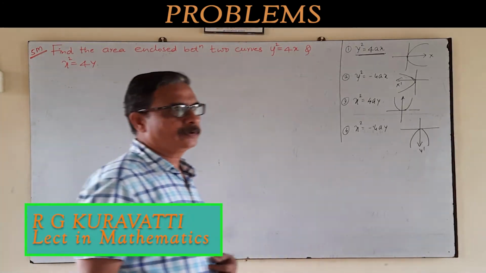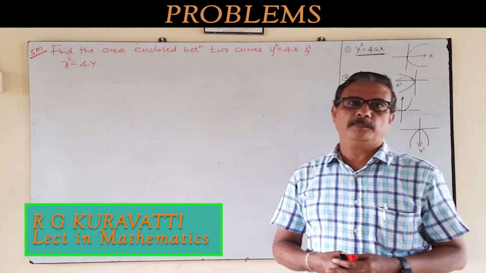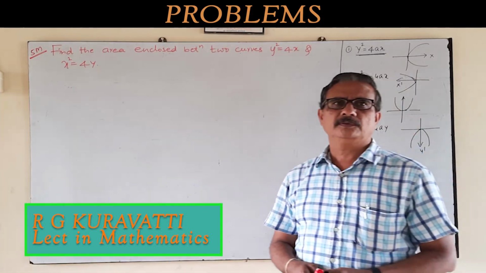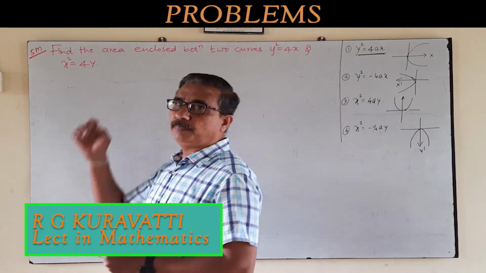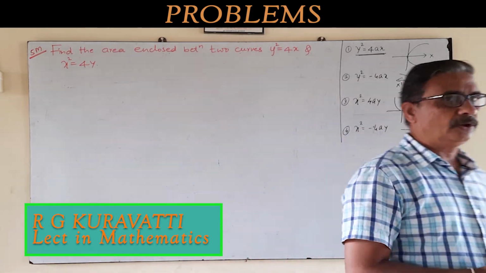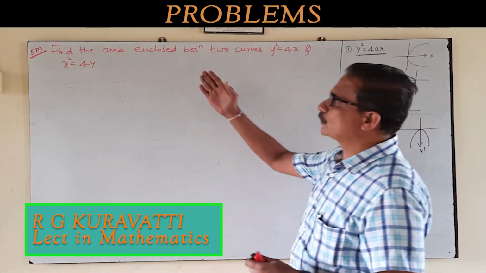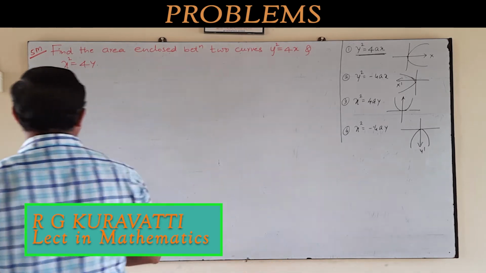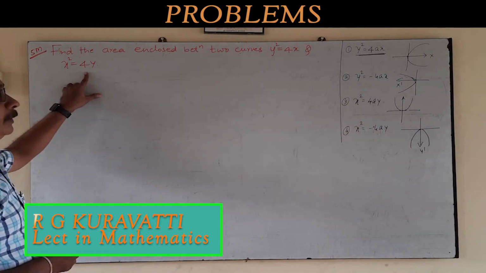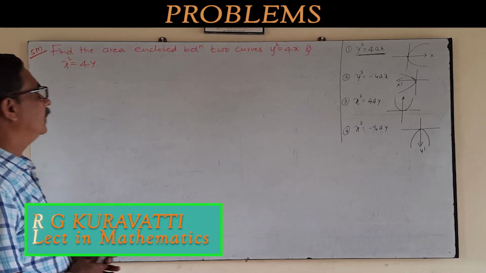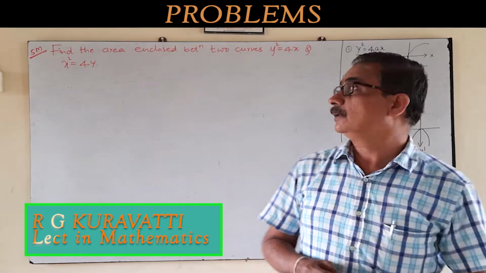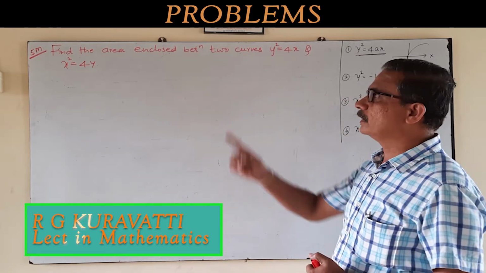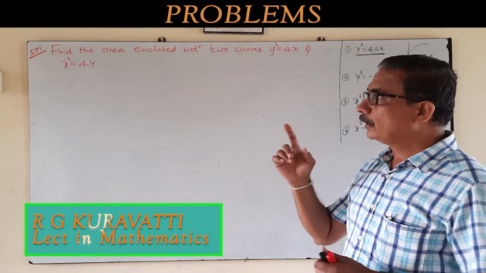Good morning, students. By using applications of definite integration, we will solve some more problems. That is the most important problem, a 5-mark question. What is that? Find the area enclosed between two parabolas, namely y square is equal to 4x and x square is equal to 4y. Now, how to solve?